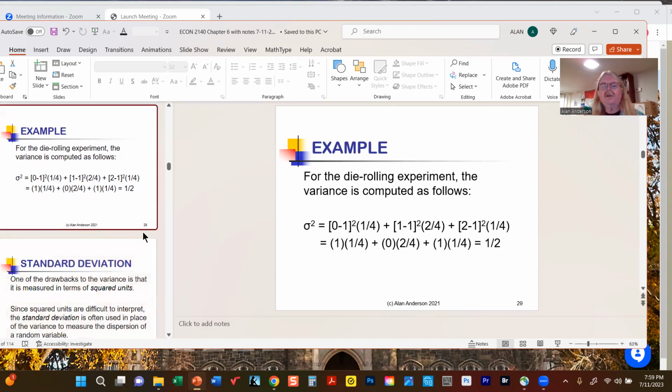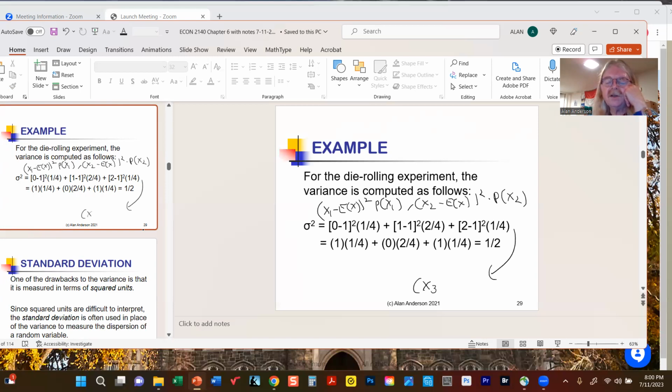Now, remembering that the expected value of X for the die roll experiment turned out to be 1. Here we have (x1 minus the expected value of X) squared times the probability of x1. Here we have (x2 minus E[X]) squared times the probability of x2. And then finally down here, we have (x3 minus the expected value of X) squared times the probability of x3. So in a case like this, what you want to do is first evaluate the differences and then square them. Then you multiply by those probabilities, add them up, and you end up with a half. So it's a lot of work, but it's not that conceptually difficult. And it's not radically different than what we did with populations.